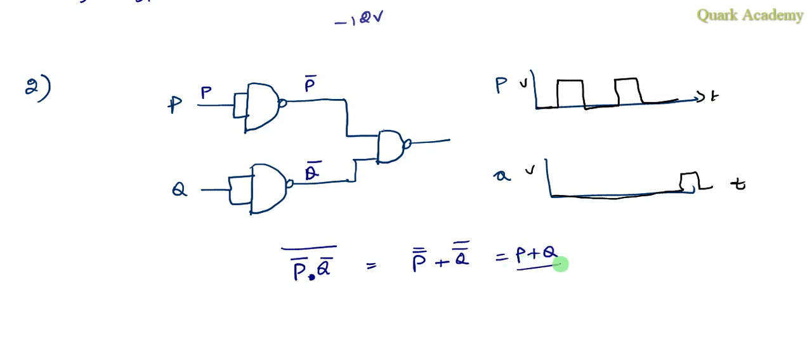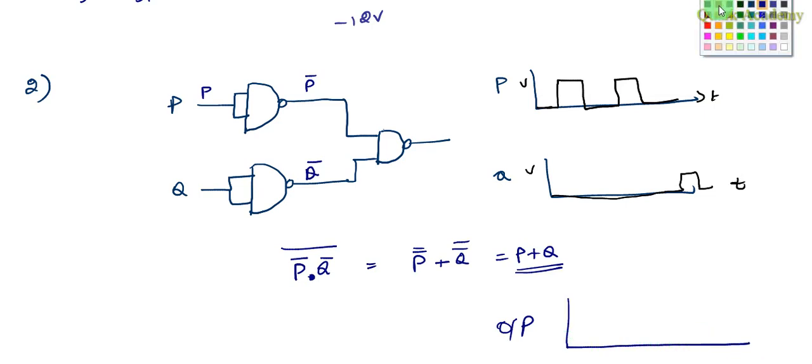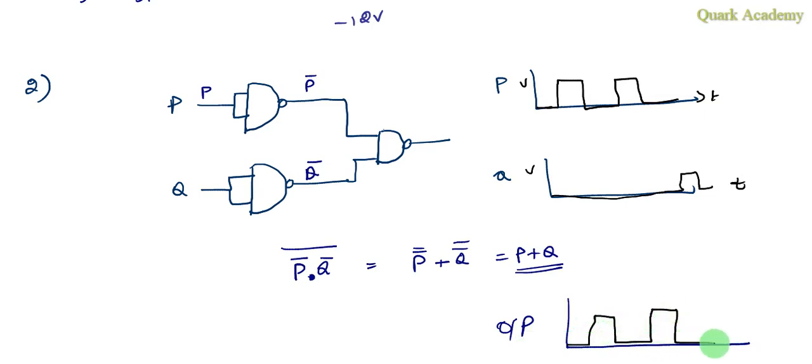So this is like OR operation, or the entire circuit is like OR gate. So the output should be like any one of the inputs is high, then the output should be high. So in this case, the output should have all these three positive ones, two from this P, and the third one from the Q. So this is the correct answer for this question.